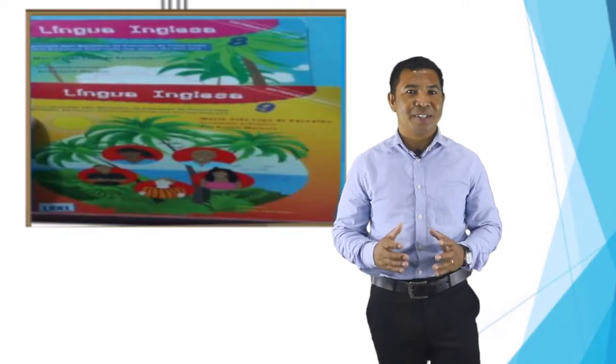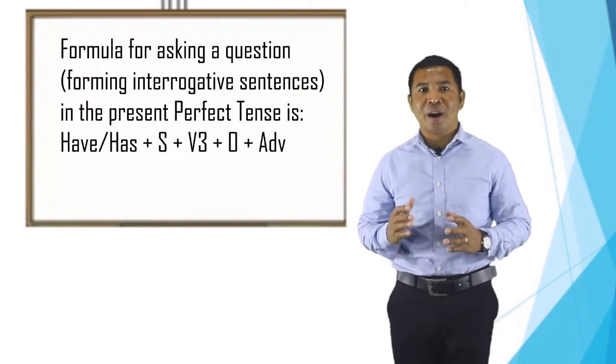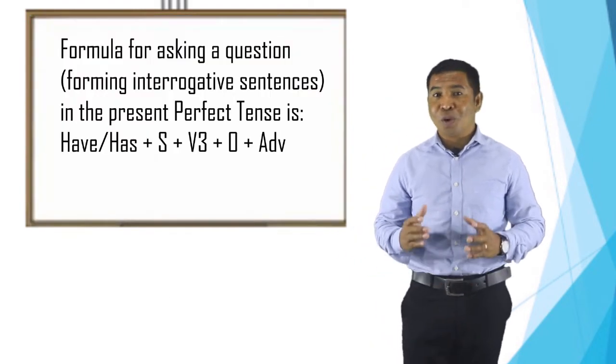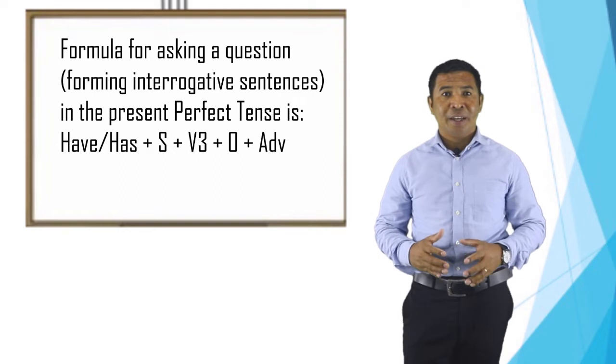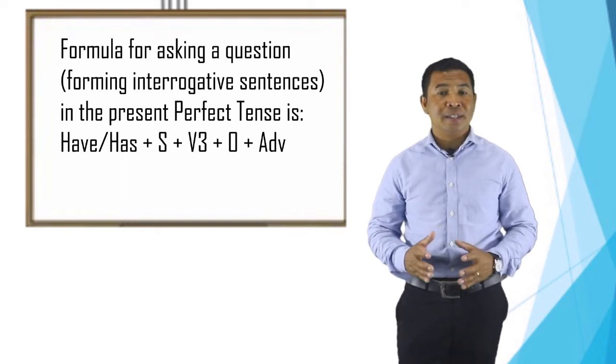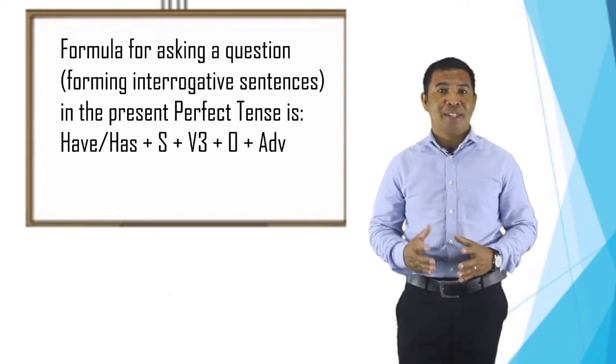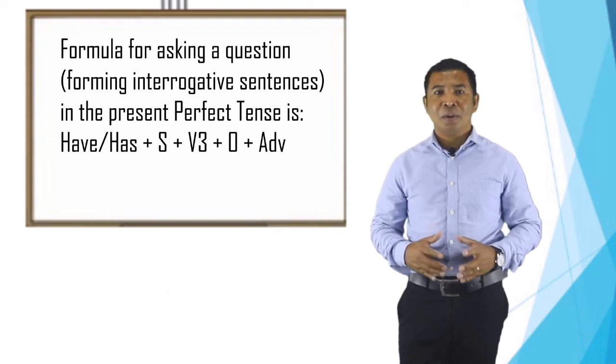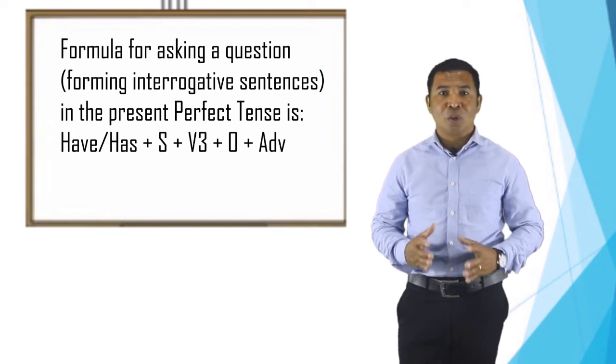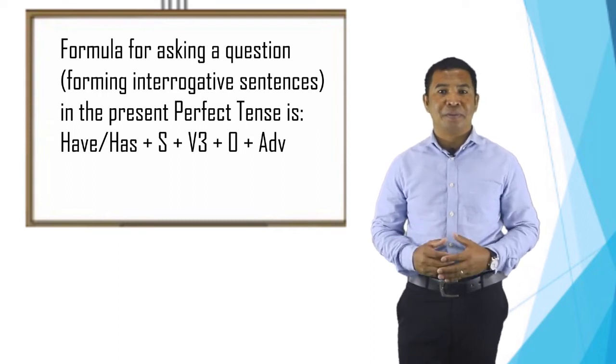Asking a question. The formula for asking a question, or forming interrogative sentences, in the present perfect tense is have or has plus subject plus verb 3 plus object plus adverb.